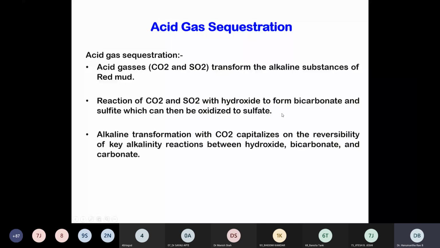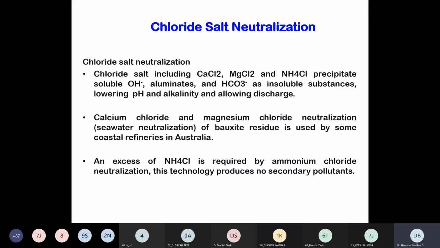So this is how the chemical reactions progress and thereby neutralize the red mud. Alternatively, people also did work on neutralization of red mud by adding calcium chloride solution, magnesium chloride solution, or ammonium chloride solutions. These also were found to be effective chemical agents for neutralization of the red mud.